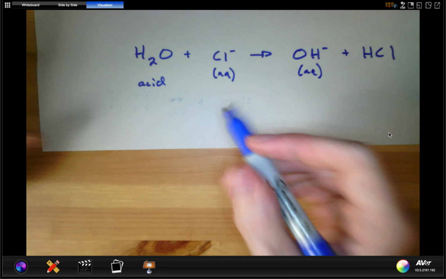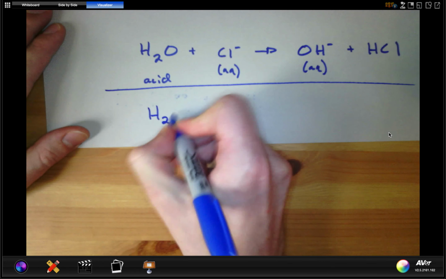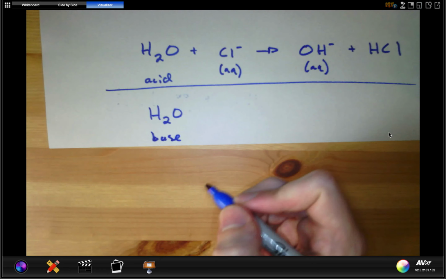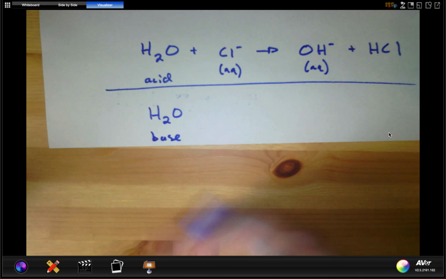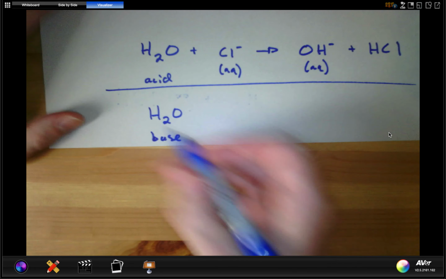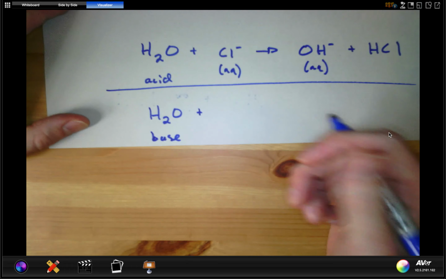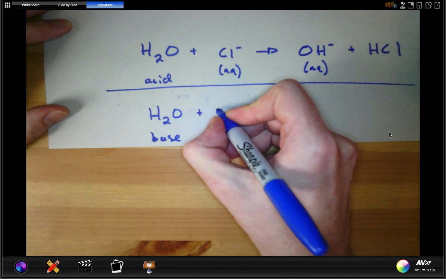Okay, now let's do it where, I'll draw a line here, where water is acting like a base. So H2O is going to be our base. So we want the H2O to accept a hydrogen. That's what a Bronsted-Lowry base does. It accepts hydrogen ions. So for H2O, we need an acid. We need something that's going to give up hydrogen. I'll keep it simple. Let's use HCl again.